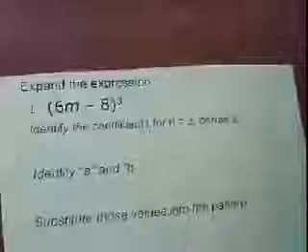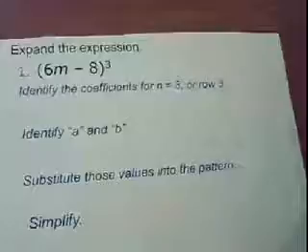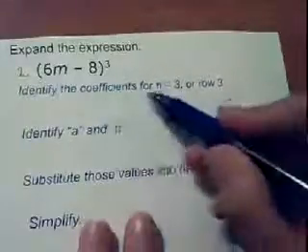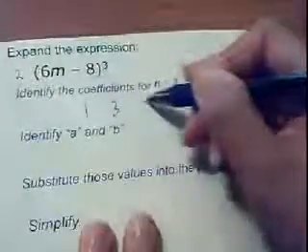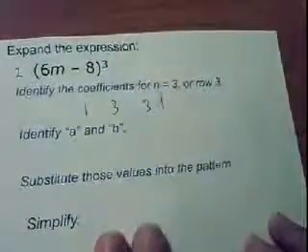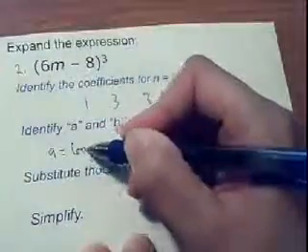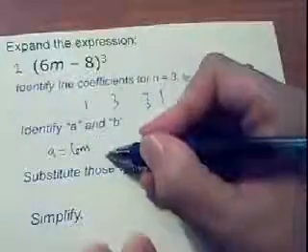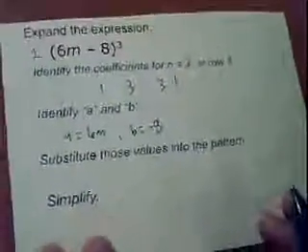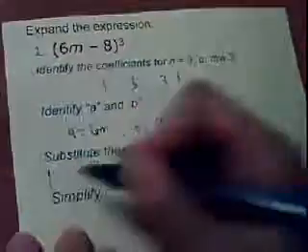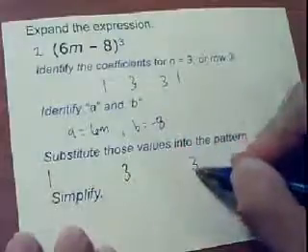This one says expand the expression 6m minus 8 raised to the third. So we're going to go through the same process. Again, you want to identify what the coefficients for row n would be, n being 3. So those would be 1, 3, 3, and 1. Next, we want to figure out what a and b actually represent. Well, a in this case is 6m, and b is -8. Now we're going to substitute those into the pattern. Again, I'm going to spread this out, so I'm going to write 1, 3, 3, 1. I'm going to take the value of a.